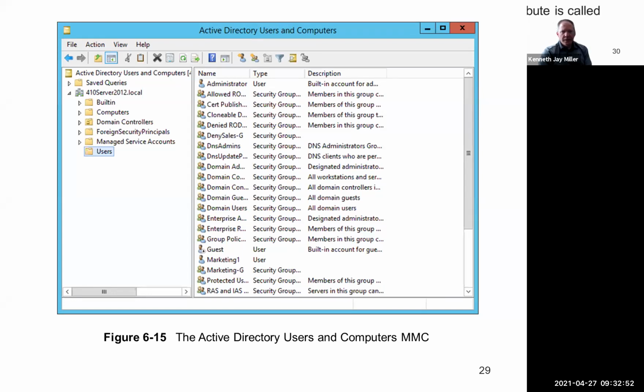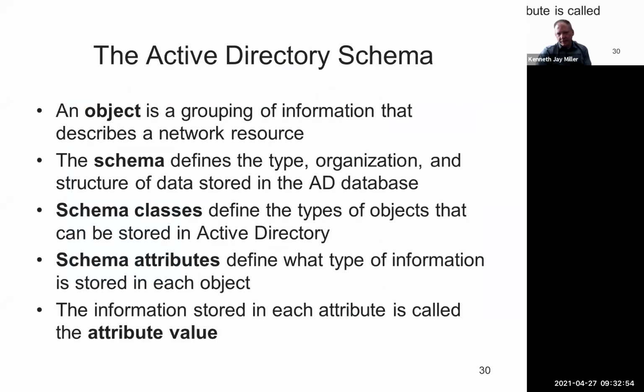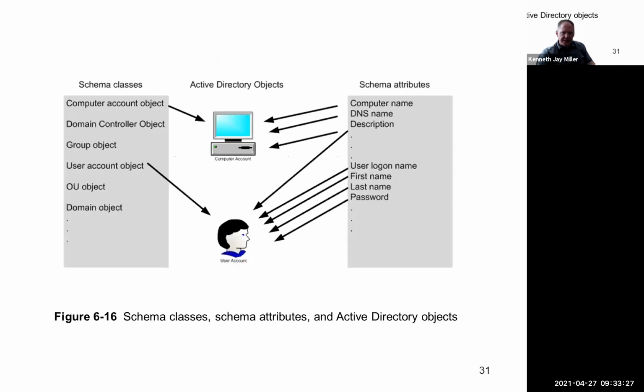All right. Now, an object is a grouping of information that describes the network resource. The schema defines the type, organization, and structure of the data stored in the Active Directory database. There are schema classes that define the types of objects that can be stored in Active Directory. And then the attributes determine what type of information is stored within each object. All right. Now, the information stored in each attribute is called the attribute value. All right. So that's kind of a definition of what is in the schema.